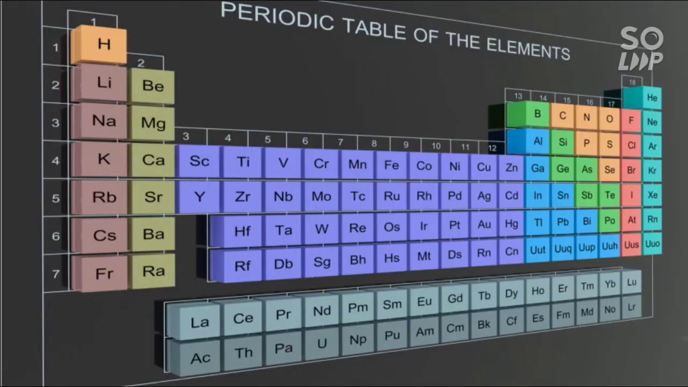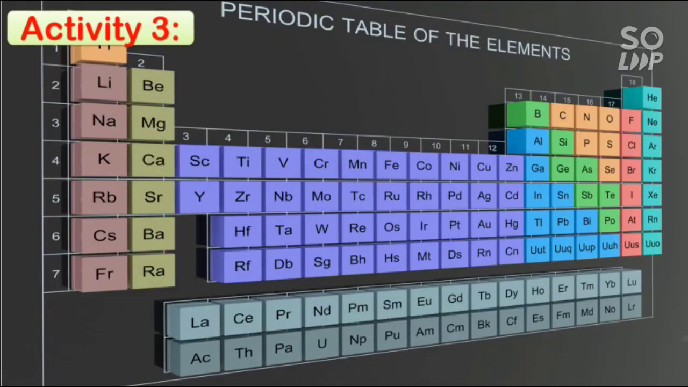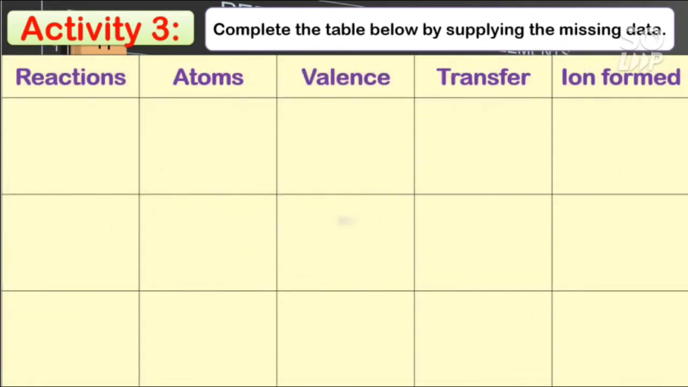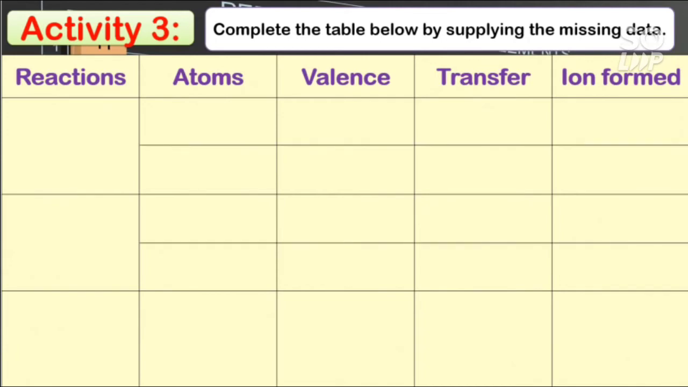In activity number 3, you have to supply the missing data in the table for you to complete the activity. So I will give another example again. It is one of the crucial activities in module number 3. So your table in module number 3 will look like this: reaction, chemical reaction.